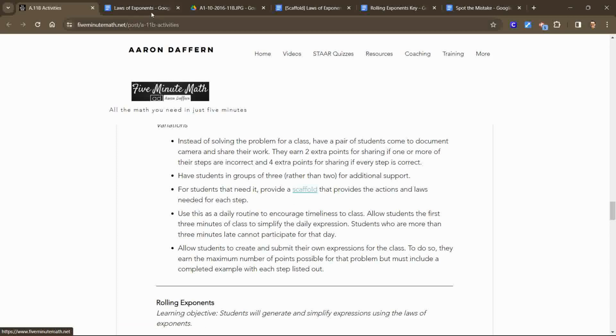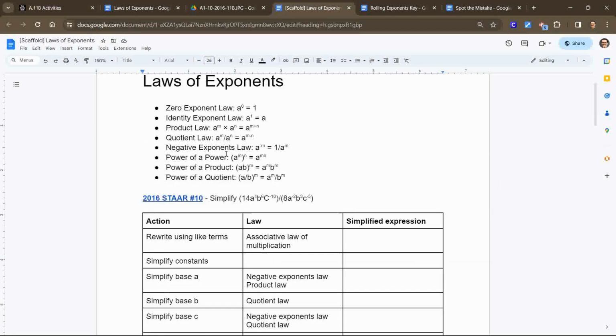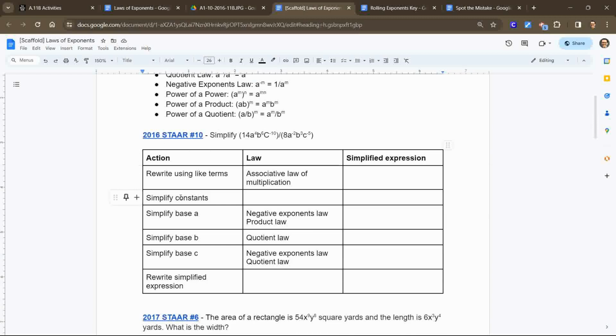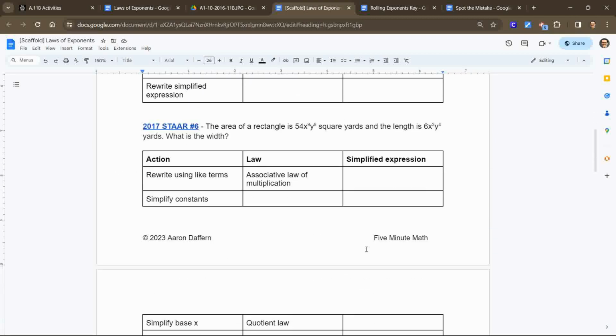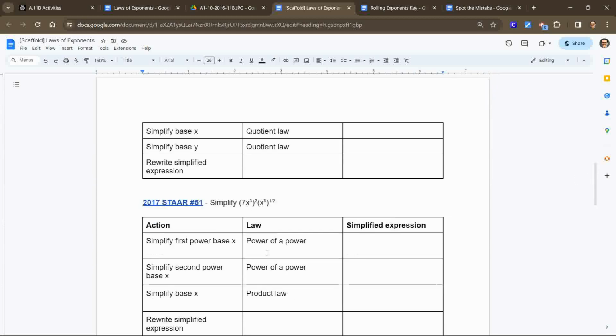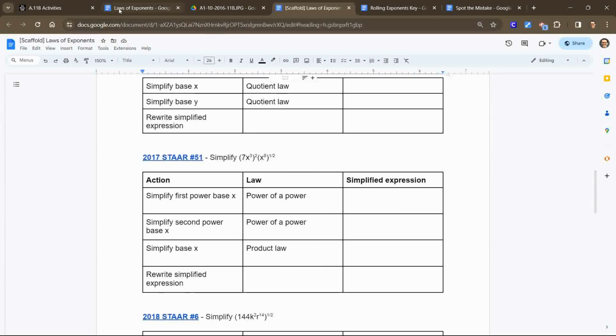There is a scaffold, right, for students that struggle. You can actually have the action from your own worked example, the action and the law, already written out. All they need to do is fill in the simplified expression. So these are some hints to tell them what they need to do next.